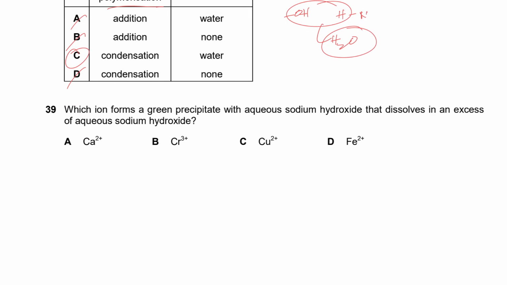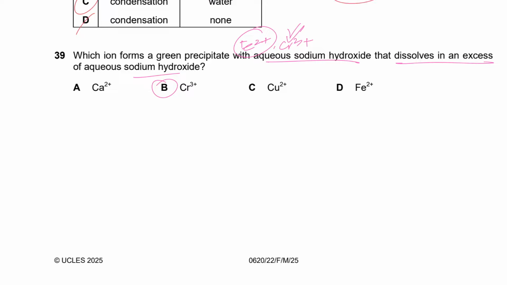Which shows a green precipitate? Remember, you need to know your ions. You need to know the color of your ions. This is tested in the exam. What shows a green precipitate? It's the iron 2+ ion or the chromium 3+ ion. But it's saying that it dissolves in excess sodium hydroxide. So then it's the chromium 3+ ion. Iron 2+ does not dissolve. It remains insoluble. It's just a green precipitate.